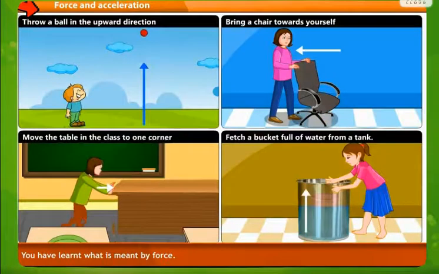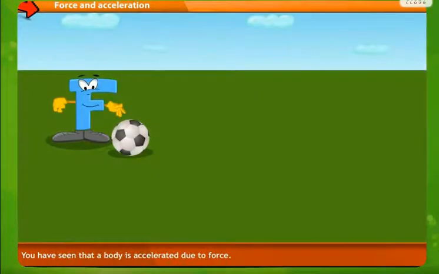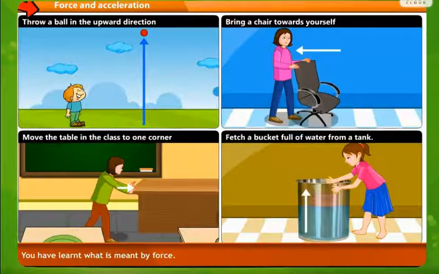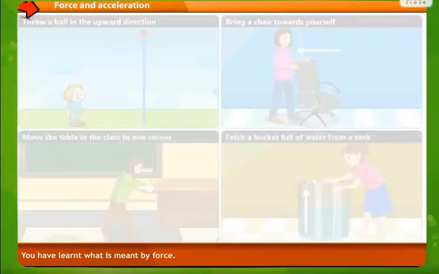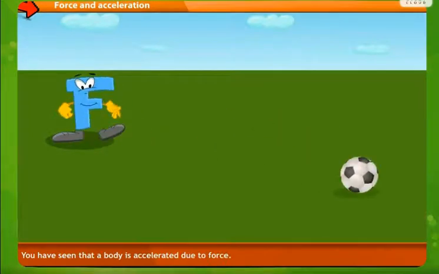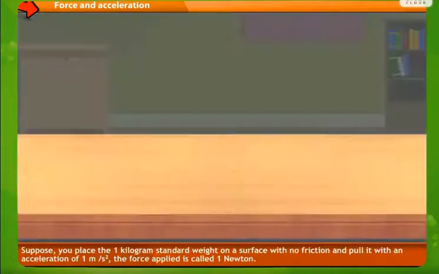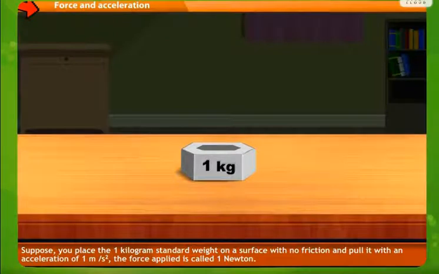So, that is Newton's first law. Suppose now we throw a ball in the air. When we throw a ball in the air, after reaching a certain height, it comes down to the ground again. If you bring a chair towards yourself, move the table in a class to one corner, or fetch a bucket full of water from a tank, all these are examples of force. Now we have seen that a body is accelerated due to force.